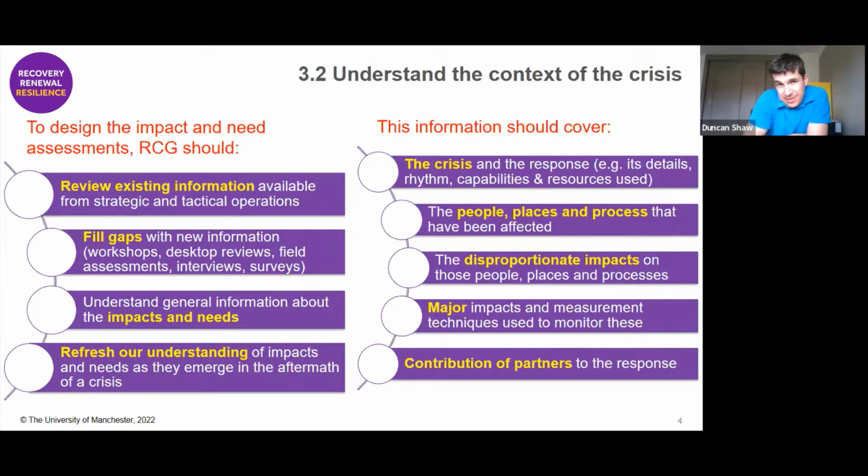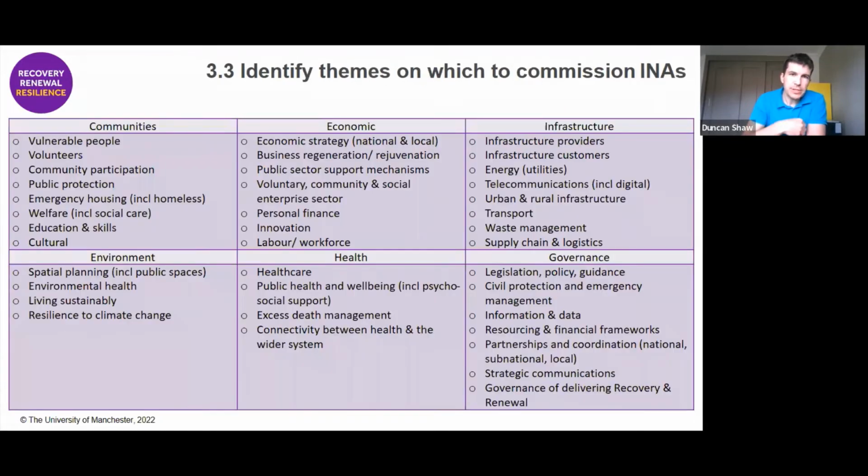So just to remind you, the 3.2 at the top of the slide says that if you go into the ISO, then you'll be able to find more information about what information you can collect. But just to stay on this theme, if you're commissioning impacts and needs assessment, then what do you commission them on? What information do you seek to find out more about the impacts?